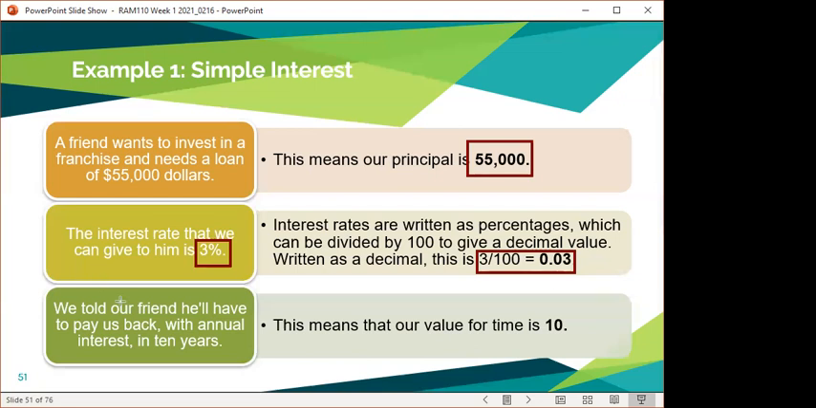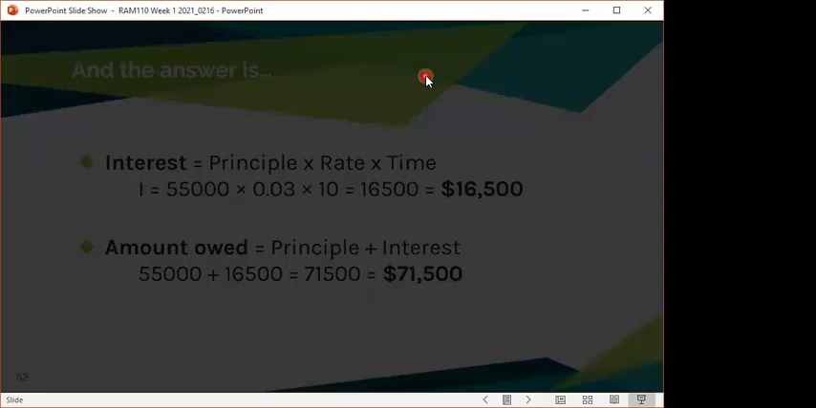And so our friend said they would like to pay the money back within the next 10 years. That's the time. Again, these were all predetermined numbers. 55,000 was predetermined, the 3% was predetermined, and the 10 was predetermined. Okay, so we've got those numbers here to our left. I just covered it, but 10 is what I was trying to identify. So let's go on and make the calculations.